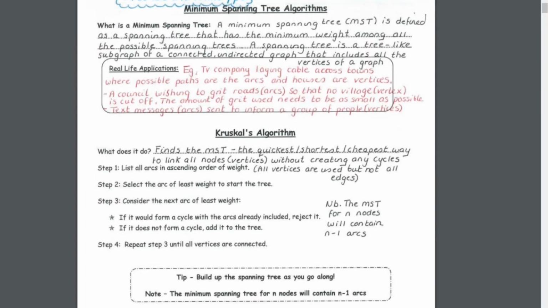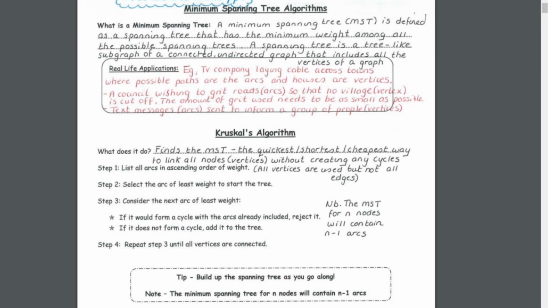So in this gap at the top here, you can fill in this. You can start at a spanning tree. The minimum spanning tree is a spanning tree that has the minimum weight among all the possible spanning trees. So remember, a tree is just a part of a graph that has no cycles in it. It's all branched out like that.